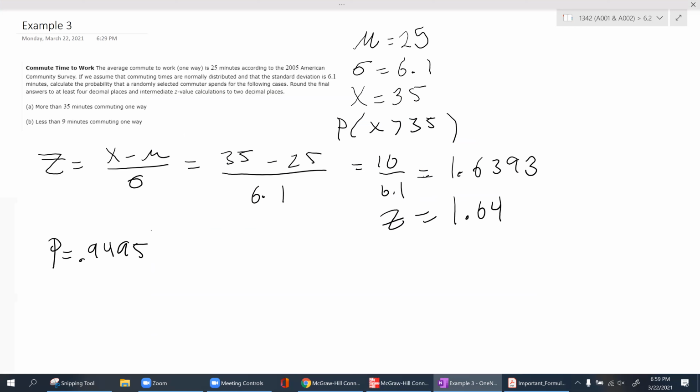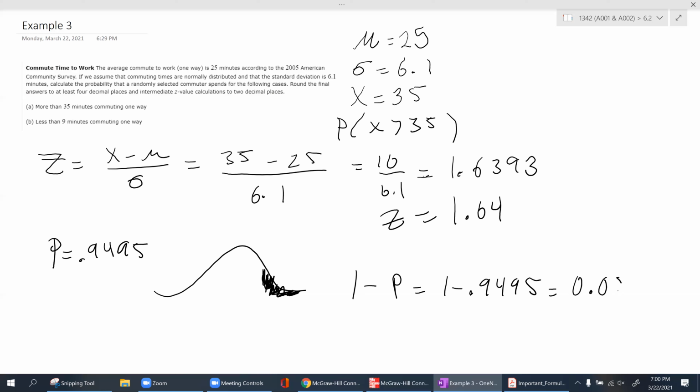But don't forget, this is more than 35. In other words, I want everything to the right of that z-value, meaning that I'm going to do 1 minus that p-value, which is 1 minus 0.9495. So the probability of more than 35 minutes commuting one way is 0.0505, very nice, or in other words, 5.05%.